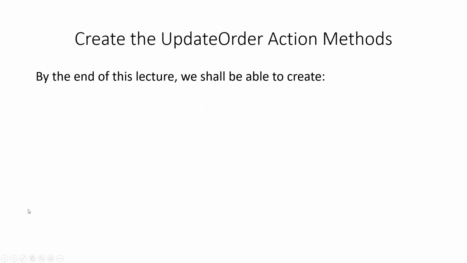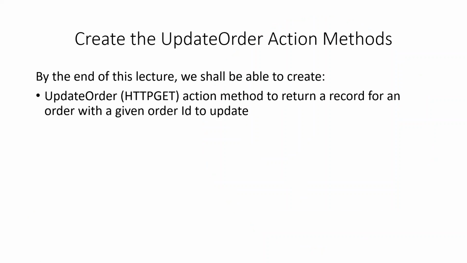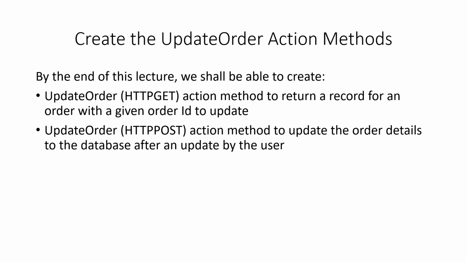So accordingly, by the end of this lecture, we shall be able to create the update order HTTP GET action method to return a record for an order with a given order ID to update, and the update POST action method to update the order details to the database after an update by the user. So let's flip over to Visual Studio now.